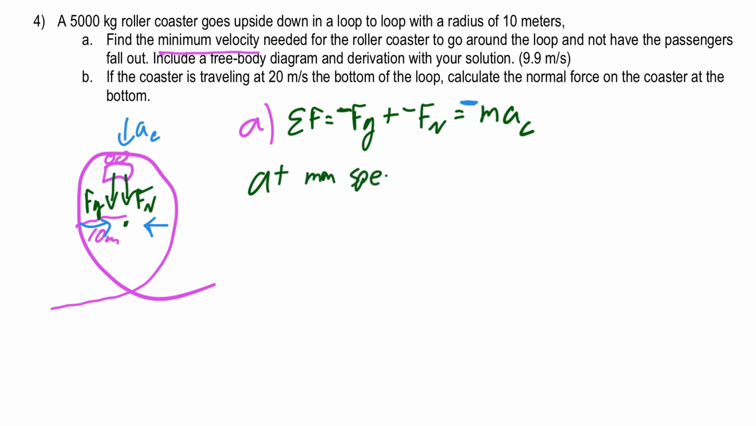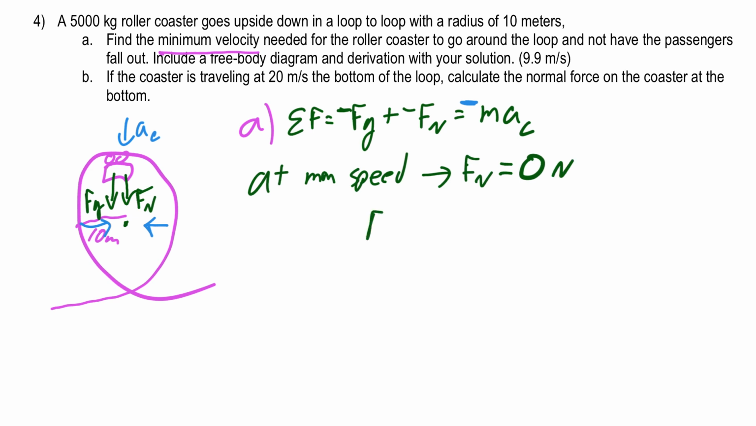So if we're going really, really fast, no problem, we're going to make it, right? And in fact, the faster we go, the harder the track's going to push back. But when we barely make it, that means we're barely touching the track. So we're going to say the normal force is 0. We're approaching that limit. The normal force is going to essentially be 0. And it's only gravity that keeps us in the loop.